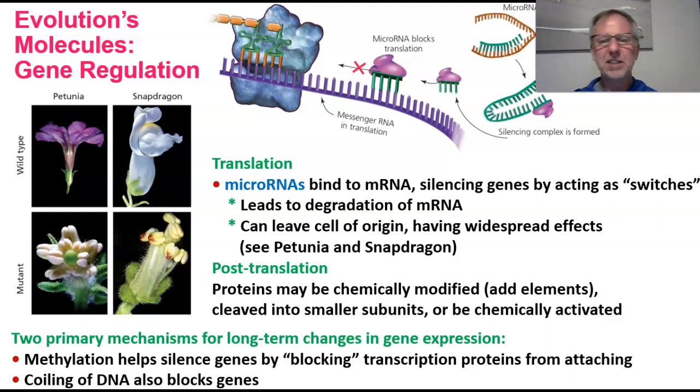Finally, 2 primary mechanisms for long-term changes in gene expression. Methylation, adding methyl groups to the DNA, helps to silence, turn genes off by blocking transcription factors from attaching. So those transcription factors cannot access the promoter region, therefore a gene cannot be transcribed. Methylation does that. And then also, as mentioned a little earlier, coiling of DNA helps to block genes. So that's more of a long-term strategy for regulating the expression of DNA.